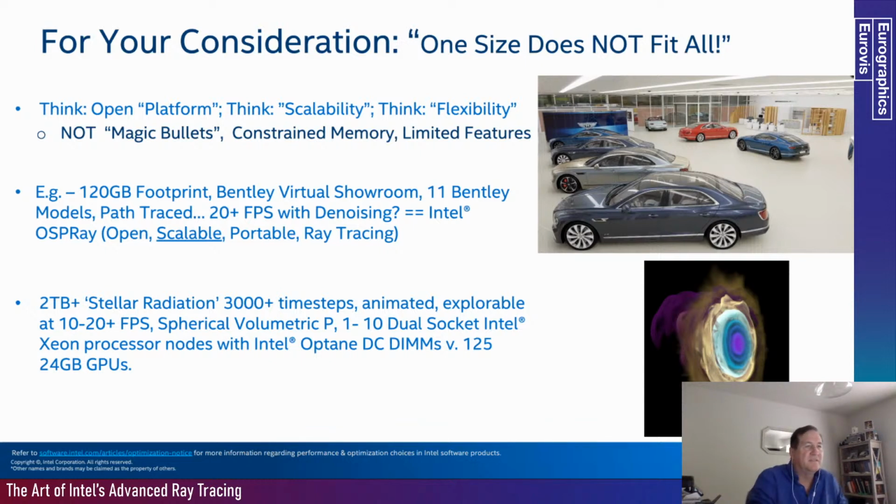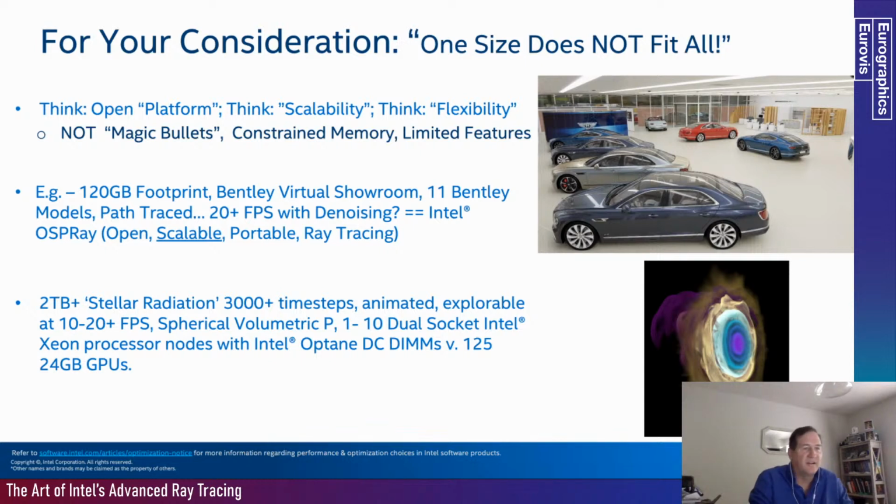So yes, for example, the Bentley image here is exactly 11 Bentley design models placed in a virtual showroom. That together has about a 120 gigabyte footprint, so you really need your whole platform to work with it. And again, the scalability lets us use a multi-node environment to run this at upwards of 20 frames per second interactivity with denoising. And in this case, the thing behind it is Intel Osprey, which I'll talk more about.